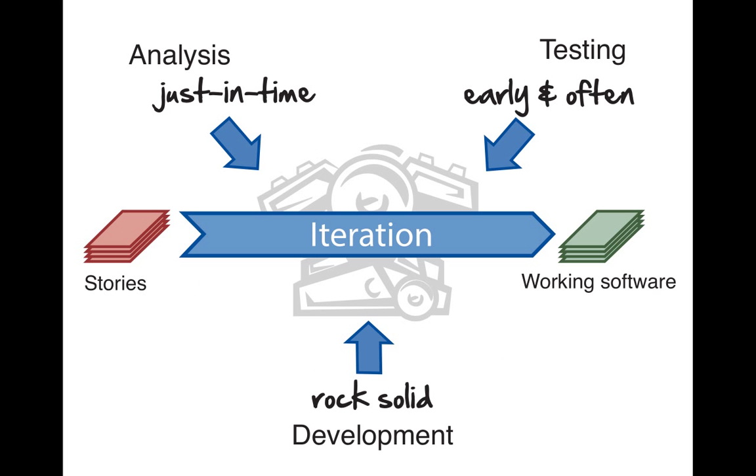For one, we like our analysis to be just in time. Premature analysis is one of the greatest sources of waste on software projects, and I'll explain why in a minute. Secondly, our development practices have to be rock solid. That means that what we produce has to be production ready. And third, we want to test early and often on a software project. So get used to writing and executing lots of tests, starting from day one.